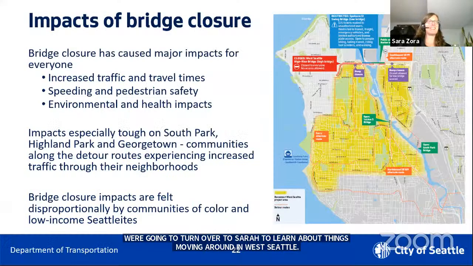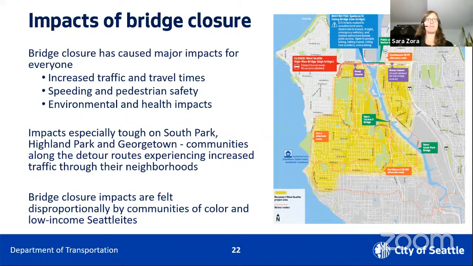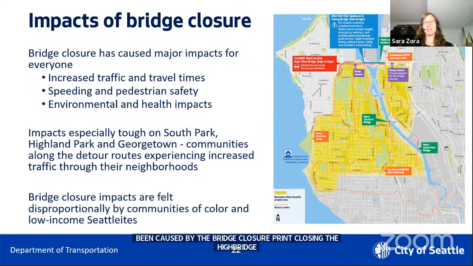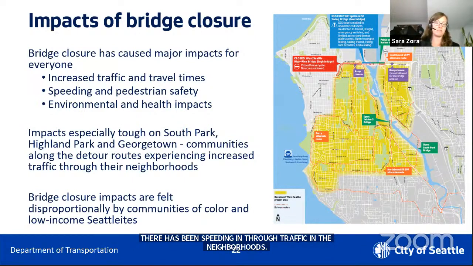If you go to the next slide. I'm Sarah Zora. I'm here to talk about the ways that we're trying to address some of the immediate issues that have been caused by the bridge closure. So we know that closing the high bridge and losing those 7 travel lanes that Maureen had addressed has been causing some major impacts for everyone. We know that there's been increased travel volumes and travel times on the detour routes. There's been speeding and cut through traffic in the neighborhoods, as well as environmental health impacts from the congestion and added pollution along those detour routes.